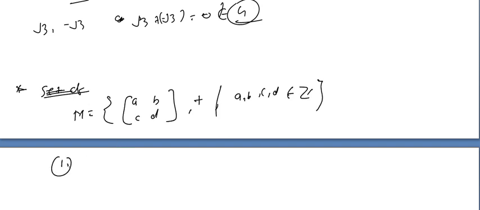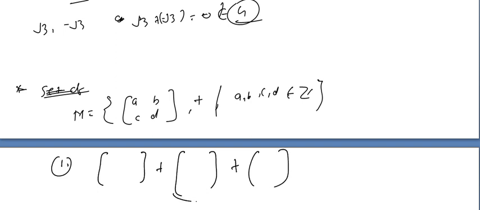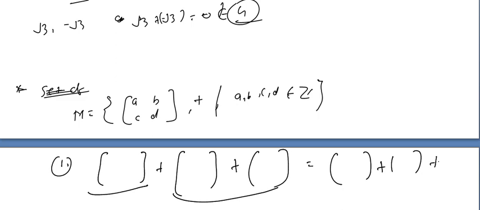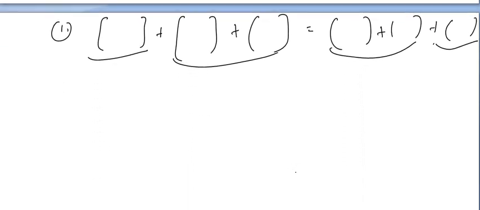First check associativity. For associativity, we choose 3 matrices: first matrix plus second matrix plus third matrix. If we first add these two and after that add the third, it is a similar thing. First we add the two matrices and then add the last matrix. This is the same operation, the same thing. So it is satisfying associativity.